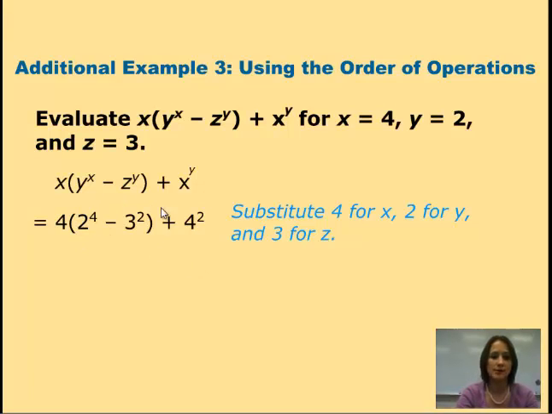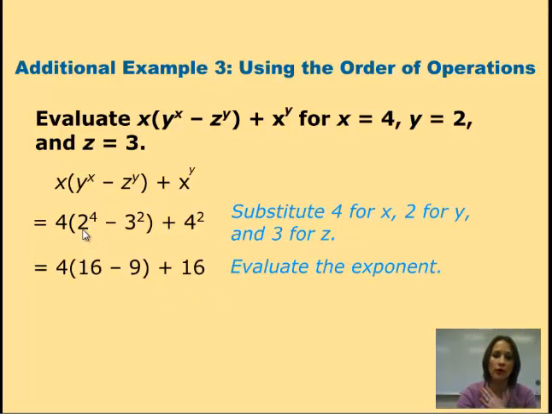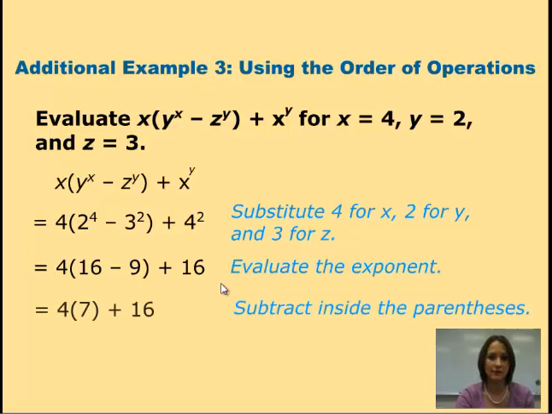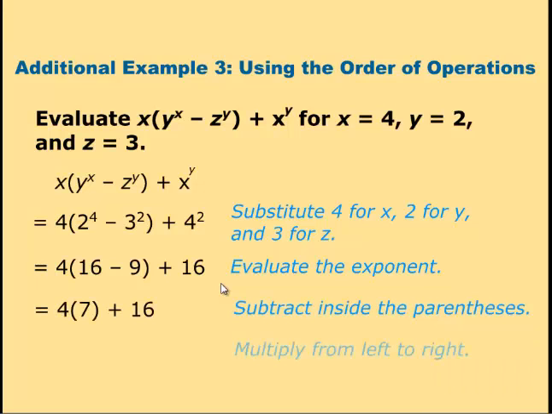So just look inside the parentheses. What do I do first? Well, I need to do the exponents first. So I'm also going to do this exponent out here because I know once I leave the parentheses, I'm going to have to do the exponents. 2 to the 4th is 16. 3 to the 2nd is 9. 4 to the 2nd is 16. Now let's finish out the parentheses. 16 minus 9 is 7. Now we can do our multiplication, left to right. 4 times 7 is 28. Plus 16 is going to give us our final answer of 44.